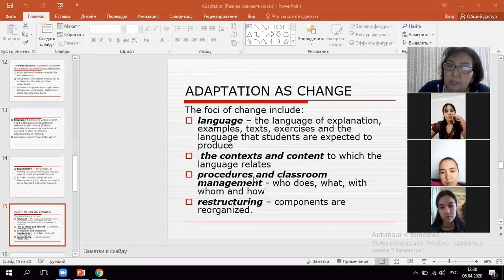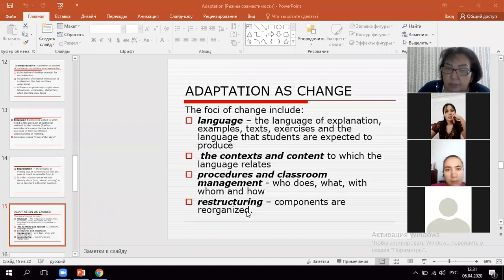For example, the material suggests one kind of procedures, or who does what, with whom, and how. But if you don't like this kind of procedure, you may change it. For example, the tasks given for the pre-reading activity are quite difficult for your learners. You know that your learners cannot answer these kinds of questions, they can answer them after reading. So you may change its procedure.